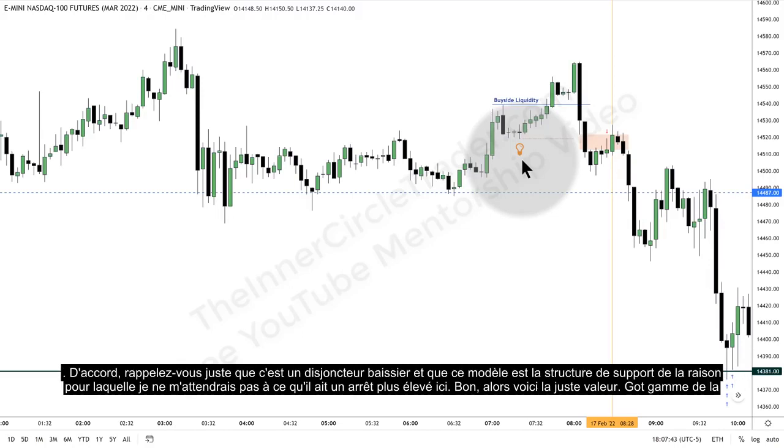Okay, just remember it's a bearish breaker, and that pattern is the support structure of why I would not expect it to have a higher stop up here.